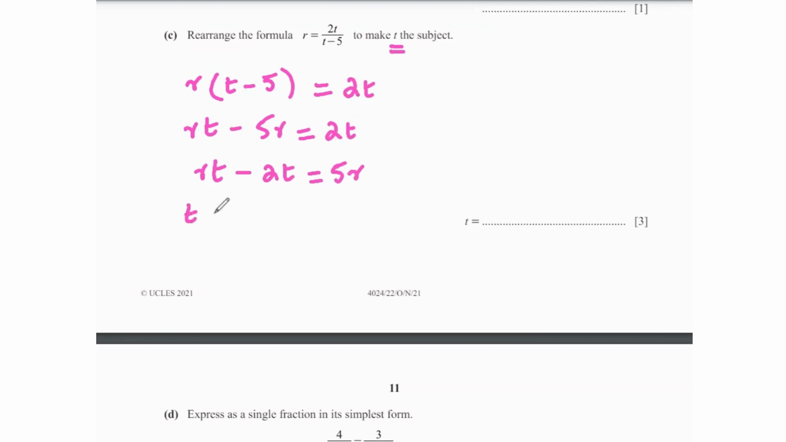Now we will take t common from r minus 2. And lastly, divide 5r by r minus 2. As you can see, now the entire equation is in terms of r and t is the subject. So you begin with cross multiplying, then you expand the bracket. After that, you collect all the terms with t on one side. Then you take t common from that side. And then you make t the subject by bringing r minus 2 in the denominator on the right-hand side.